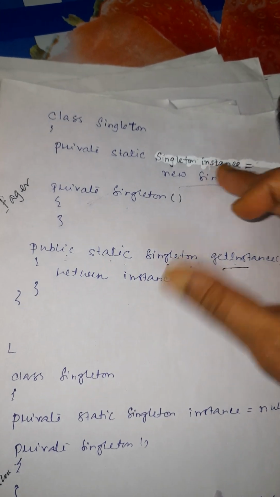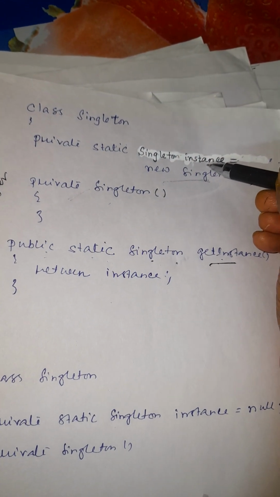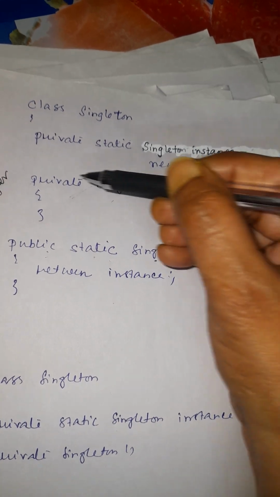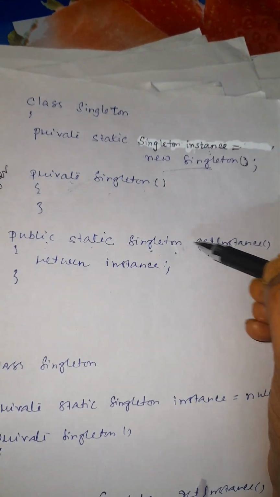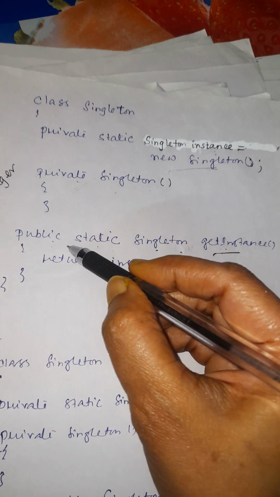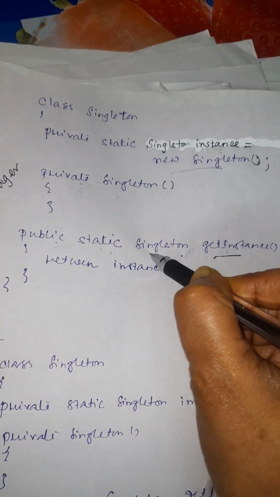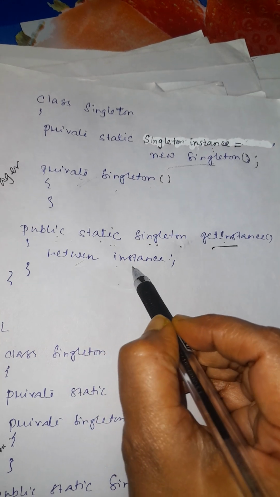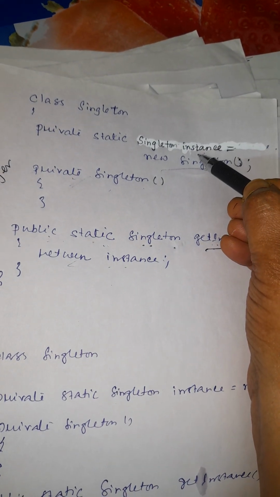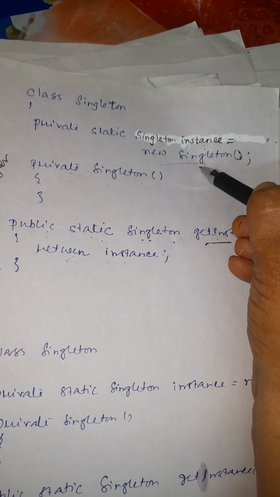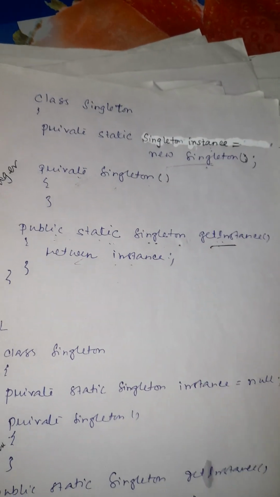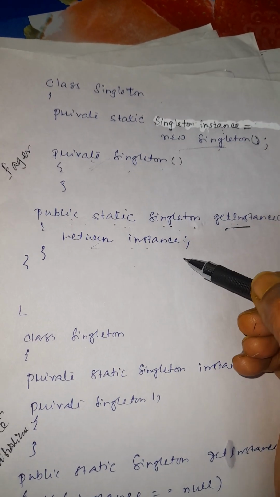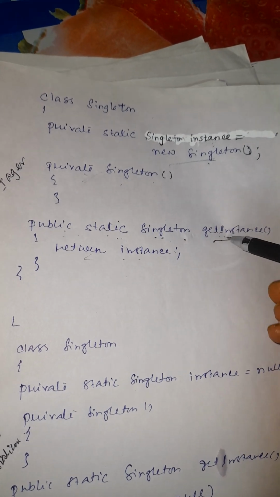Clear? So these are the three parts: one is your variable, which is the object type of variable; one is a constructor, which should be private; and your method, which is public and static, and returns the object of your class. Clear? So it will return the instance. What is the instance? Instance is an object type of variable, where you create your object when the class loads.